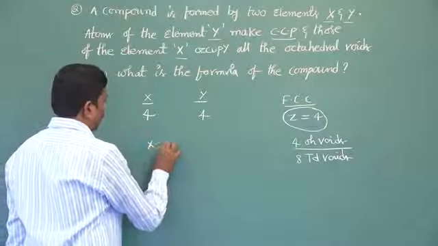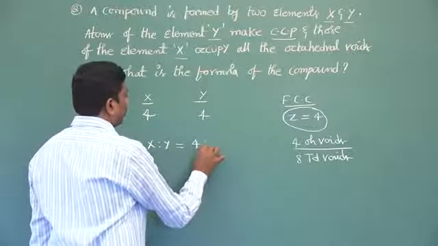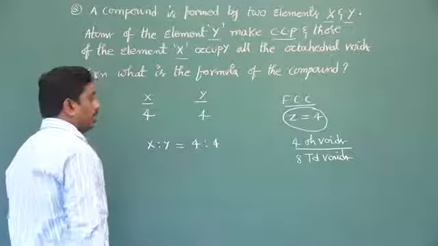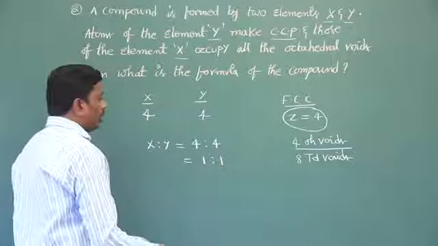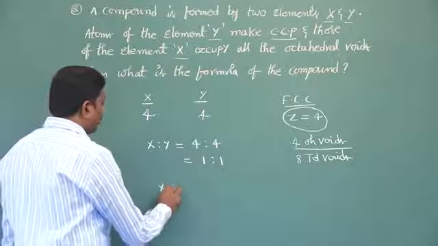X is to Y, 4 is to 4. Generally, we need to consider the simple ratio as the formula. So 4 is to 4 can also be represented as 1 is to 1. Then the formula is XY.